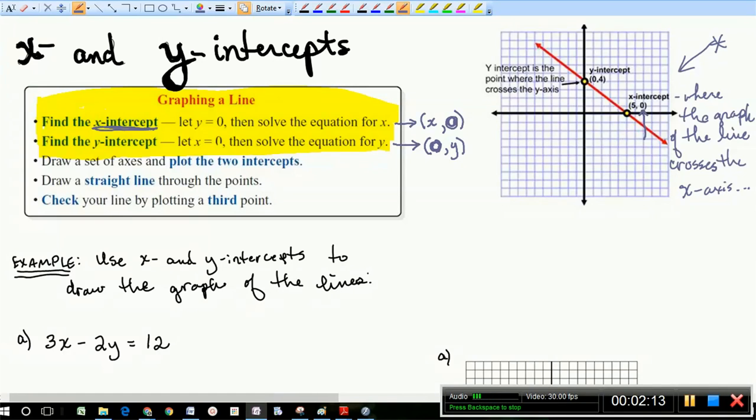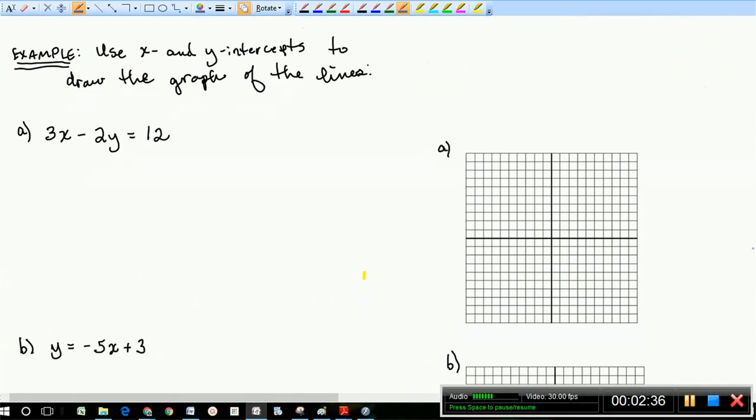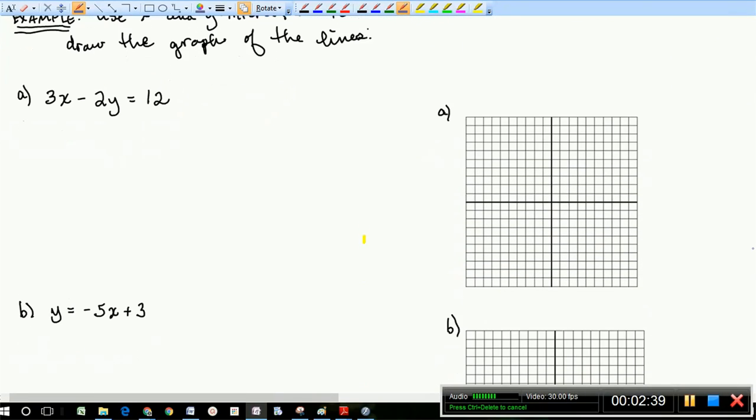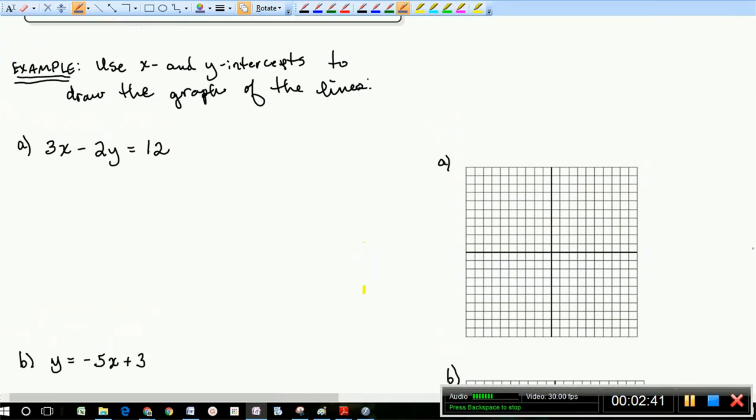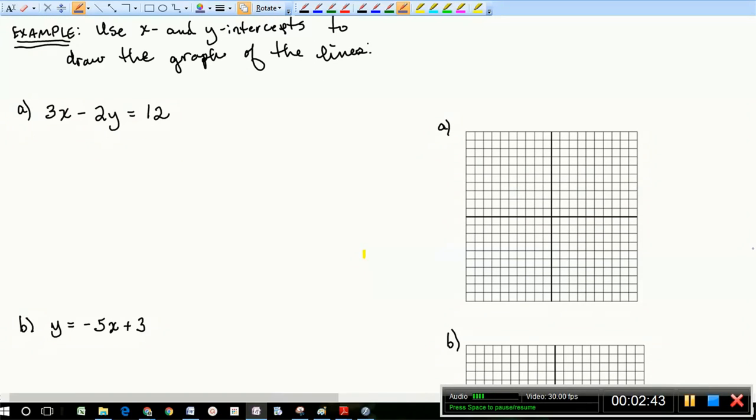So we can use these points, which are easy to find, to plot points on the line, and since there are two of them, we can draw a straight line. Now of course we would want to check the line by plotting a third point, and I'll show you what to do for that. But let's go ahead and try this. I've got a couple examples up on the board. I'm going to use the x and y intercepts to draw the graphs of the lines.